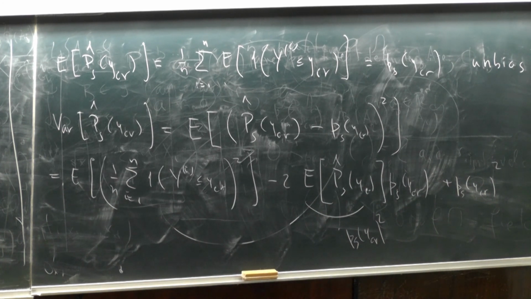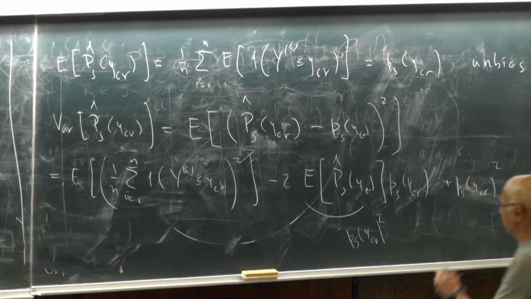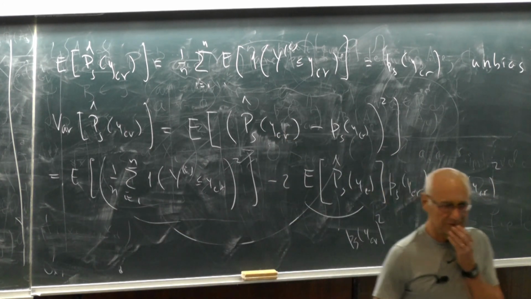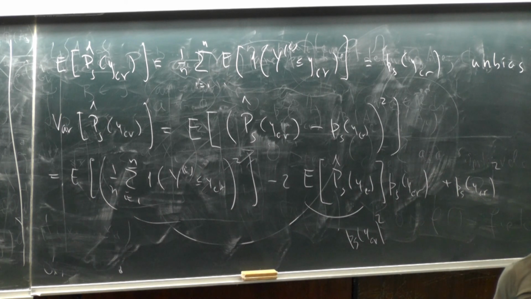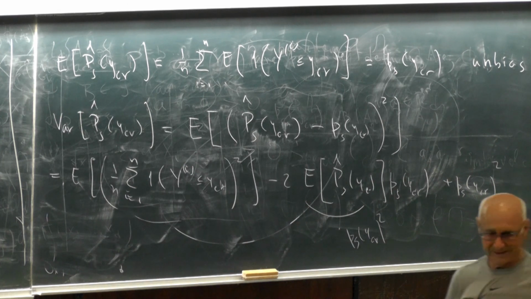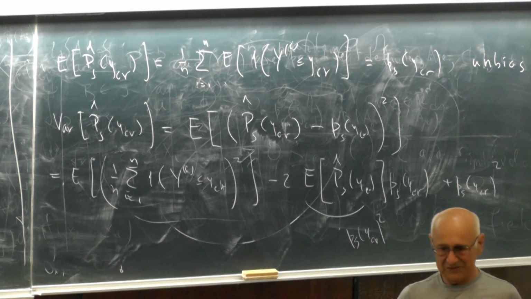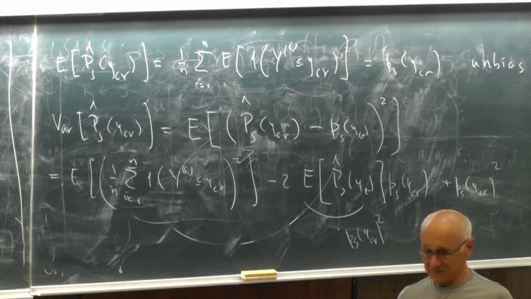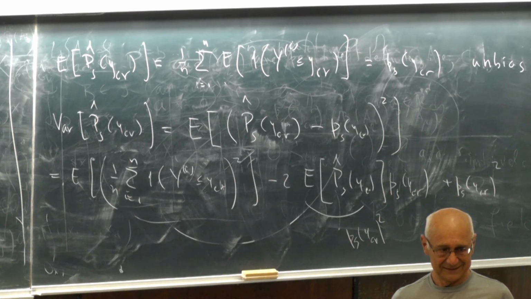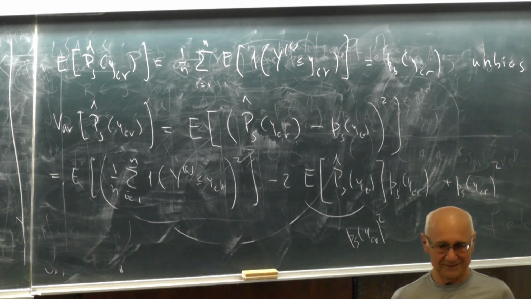What else do we have? What about this term here? What can I do about this? So this is taking some doing. How shall we proceed with it? Well, you have a sum squared, right? So you have to multiply sum by sum. It turns into a double sum. And then we have to use the independence.